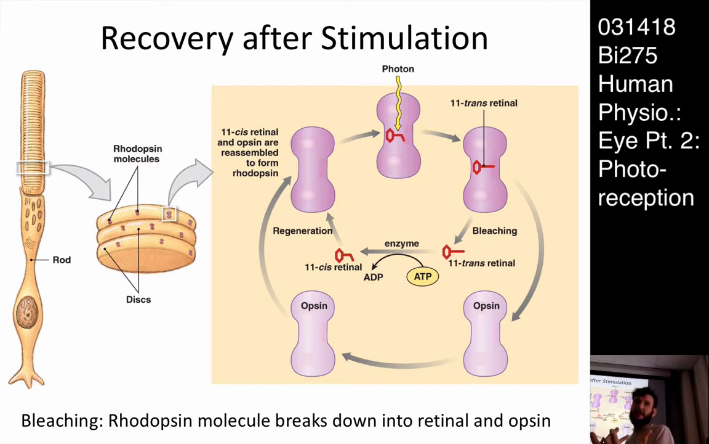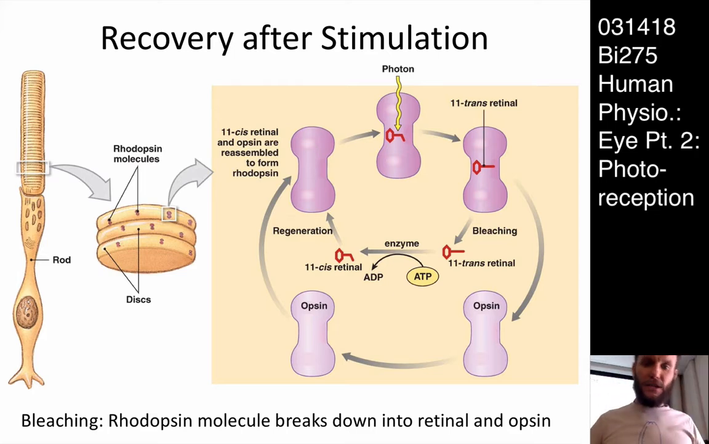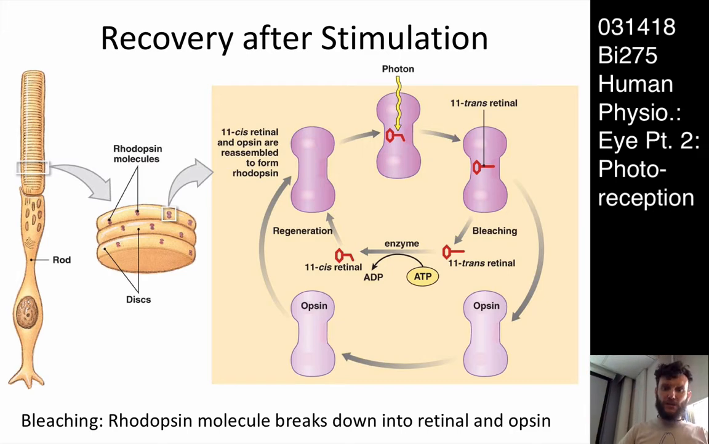It detaches itself from opsin and then goes through an enzymatic process that requires the energy of ATP. The energy from the hydrolysis of ATP to ADP is then stored chemically, or perhaps structurally is the better word, or stereochemically, in the higher energy 11-cis retinal. It gets recycled to the 11-cis form. Once that happens, it is able to reassociate with opsin.